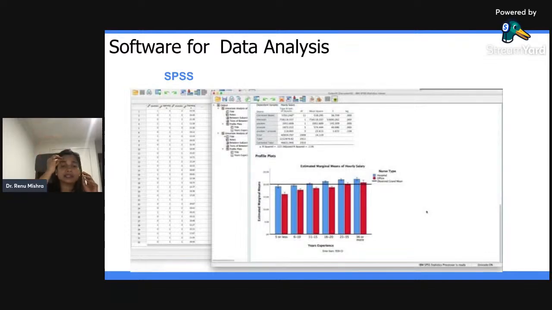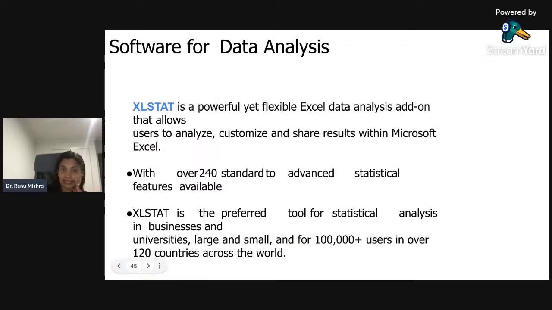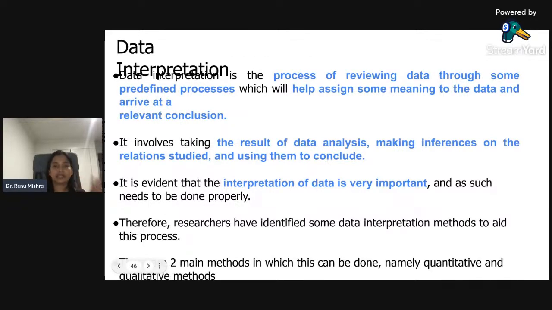This software is very simple. The moment you start working on it, you start enjoying it. For example, if you want to go for chi-square, go to this tab, go to descriptive statistics, press chi-square, and you get the entire result. As you start playing with it, you'll start enjoying it. Everything is in this software. Then there is another one, Excel Stats, which is basically for Excel data analysis. Many students who are not very comfortable with SPSS go for the Excel way of data analysis as well. Then comes data interpretation.